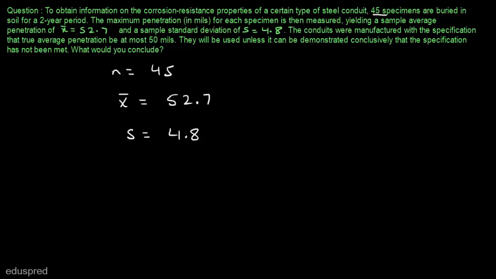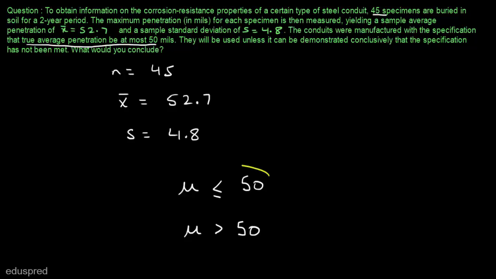And now let's talk about the claim that has been made in the question. So the claim is that the true average penetration be at most 50. Let's denote the true average penetration by mu. So the claim that is given in the question is that mu is less than or equal to 50. So the counter claim to this would be mu greater than 50.